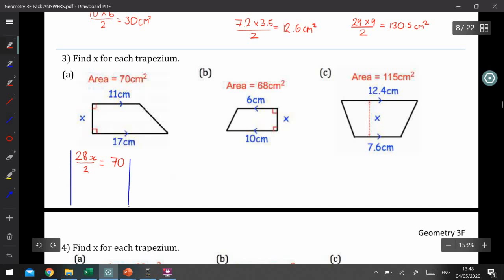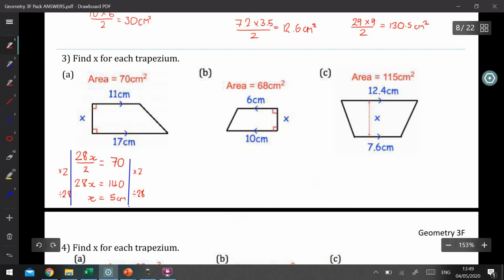First, going to times by 2 to get rid of that divide by 2, and that would give us 28x equals 140. And then we're going to divide by 28, and therefore x is 5 centimetres. Okay, next one's very similar.